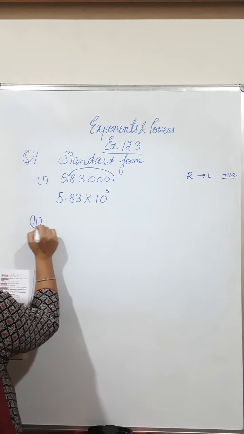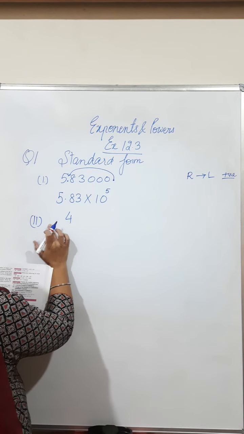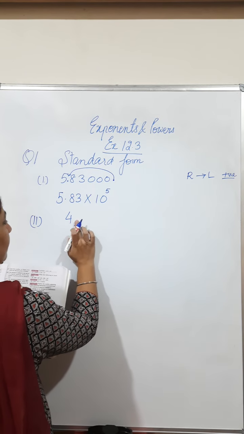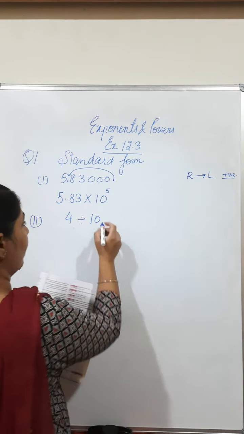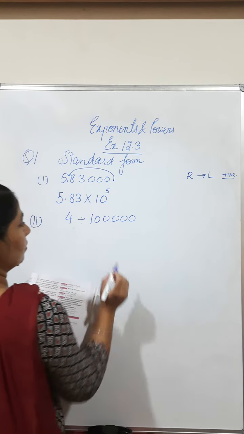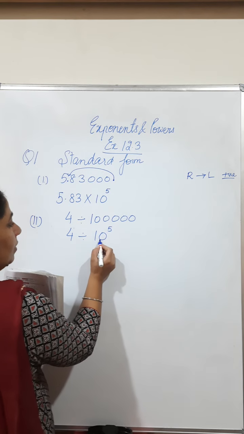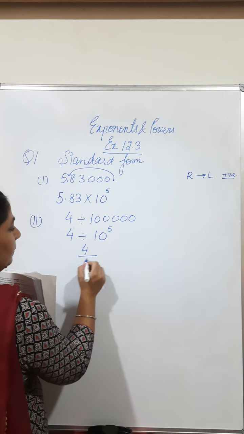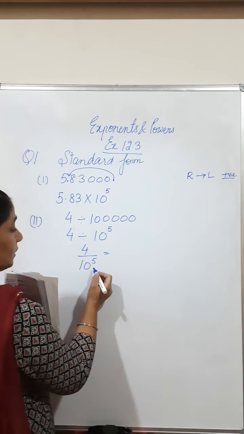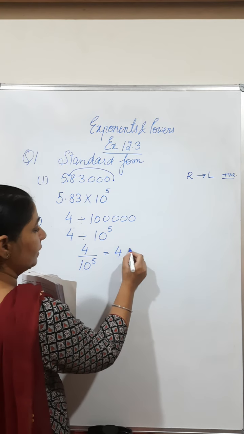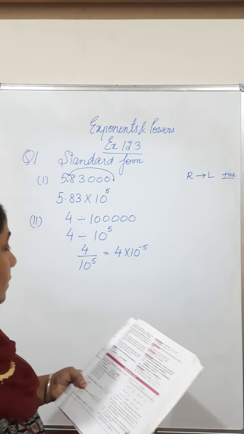Similarly beta, in the second question I have 4 divided by 1. There are 1, 2, 3, 4, 5 zeros. Right? So 4 divided by 10 raised to power 5. Divide means it is in the denominator. And when you will bring it to the numerator, as I told you in the laws of exponents, this is positive here. So when it will come in the numerator, it will become negative. So it will be 4 into 10 raised to power minus 5.